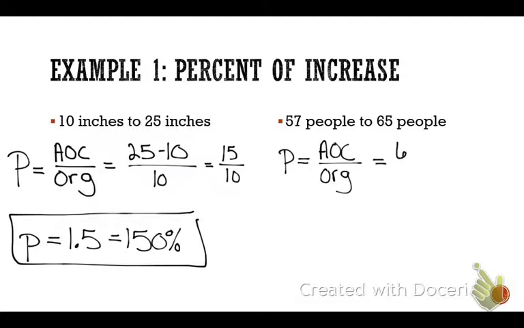AOC, did you do 65 minus 57? Yes. What did you divide it by? 57, that was my starting point. So I have 8 over 57. Now, this is not going to work out to be even. I need to go out 4 decimal places. Okay? 8 divided by 57.